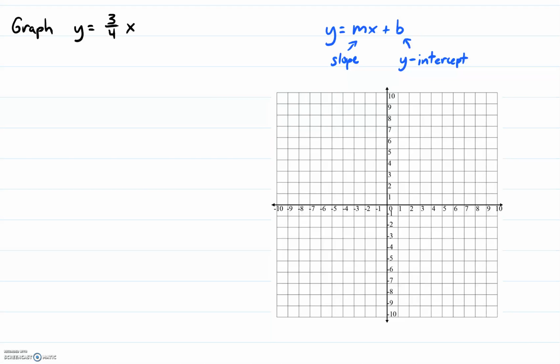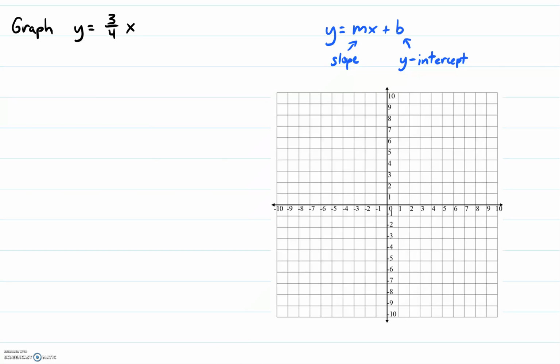In this video, we're going to graph the line y is equal to 3 over 4 times x. Now, if you look on the right-hand side of your screen in blue, you can see the slope-intercept form of the equation of a line, y is equal to mx plus b, where m, the number attached to the x, being multiplied by the x, is the slope, and the plus b is going to be your y-intercept.